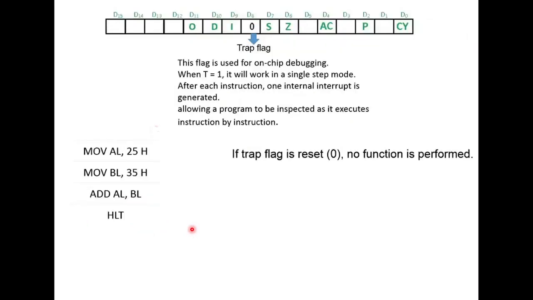Another case, suppose your trap flag is reset, that means 0, then it will execute the entire program, then finally it will check whether any error is there or not. This single step mode will be used for debugging purposes. I hope you understand what the trap flag is. If it is reset, then it will show 0. If it is set, then it will show 1. If the trap flag is 1, it is working in single step mode. If the trap flag is 0, it will execute all the instructions, then finally inspect the problem. That is the difference between single step mode and the other mode.